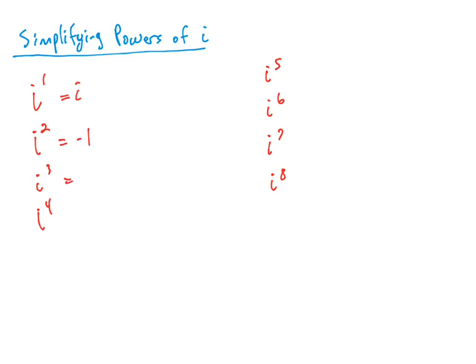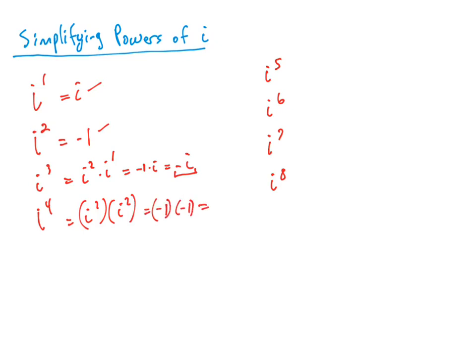Okay, i cubed, well we can write that as i squared times i to the first, which are just these two, so negative 1 times i, so negative i. So that's what we get when we have i cubed. i to the fourth, we can write as i squared times i squared, which is negative 1 times negative 1, which is 1. Okay, so let's remember this pattern: i, negative 1, negative i, 1.